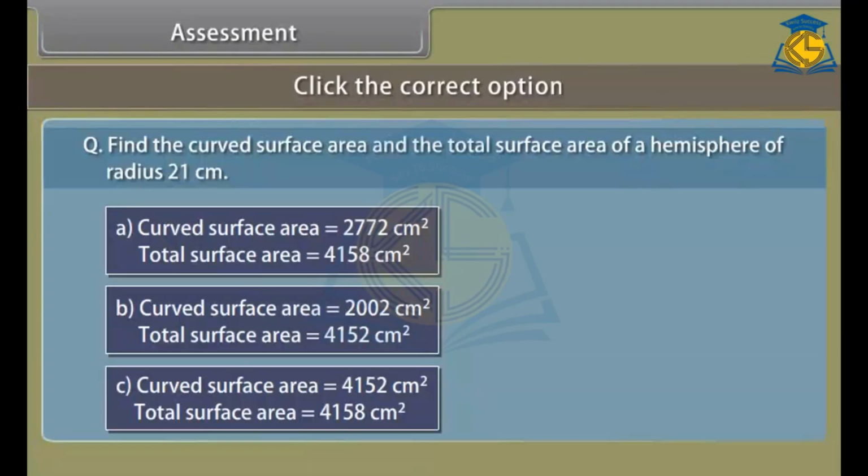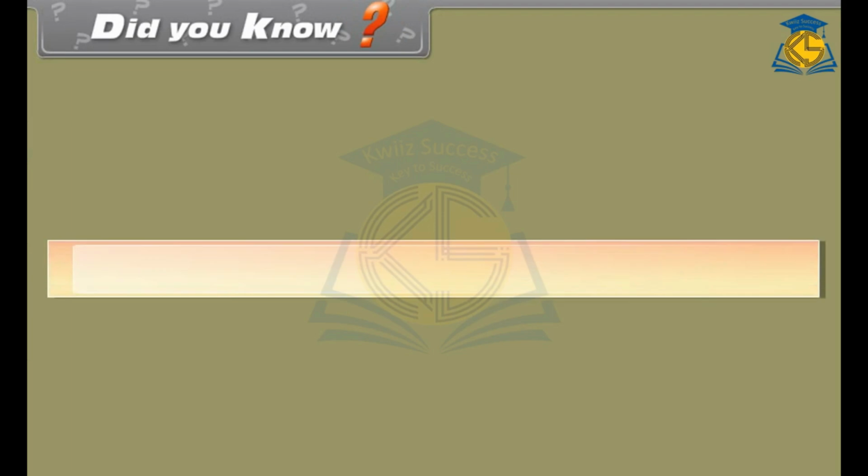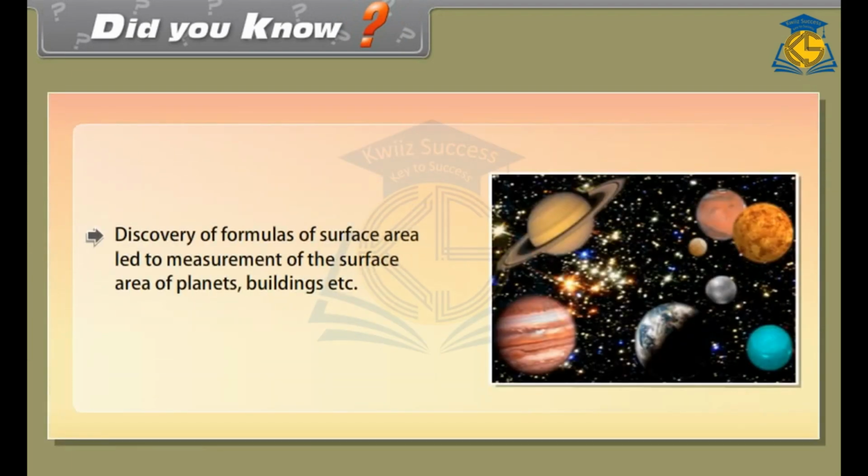Assessment. It's time for activity. Click the correct option. Did you know? Discovery of formulas of surface area led to measurement of the surface area of planets, buildings, etc.